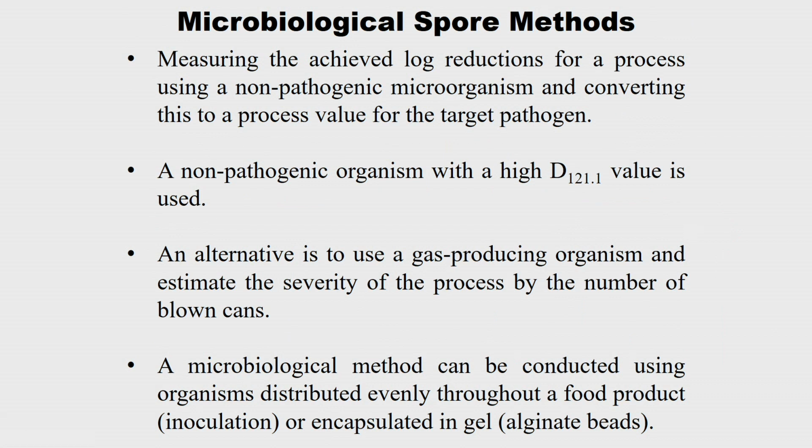So, two methods: one is the microbiological spore method. In that, the log reduction is taken into account and converted to the process value of the target pathogen, and a non-pathogenic organism with a high D value is used, because you need to conduct the test in the laboratory or in the industry. In the industry it is not advisable to have a toxic microorganism. So, we need to find a microorganism which has the same Z value or reference temperature level but a higher D value than the target organism, with which the tests are conducted.